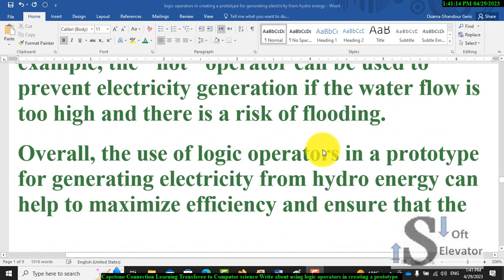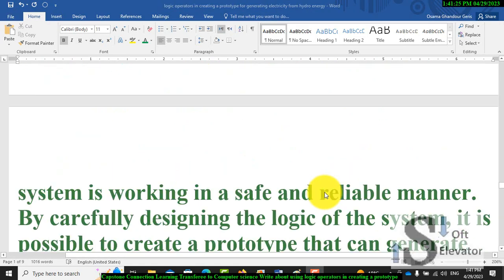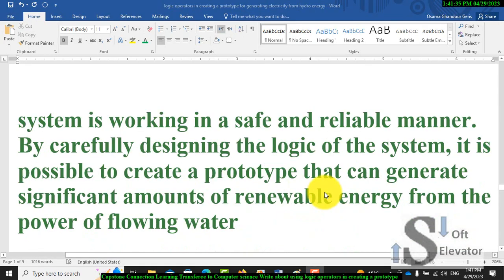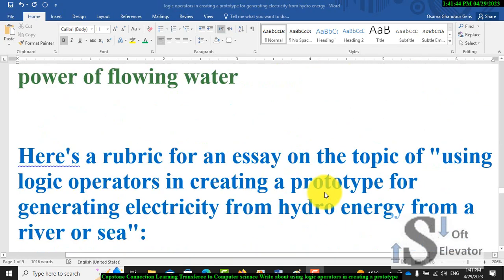Overall, or the conclusion, the use of logic operators in a prototype for generating electricity from hydro energy can help to maximize efficiency and ensure that the system is working in a safe and reliable manner. By carefully designing the logic of the system, it's possible to create a prototype that can generate significant amounts of renewable energy from the power of flowing water.